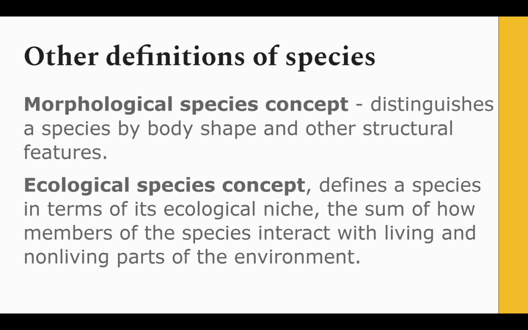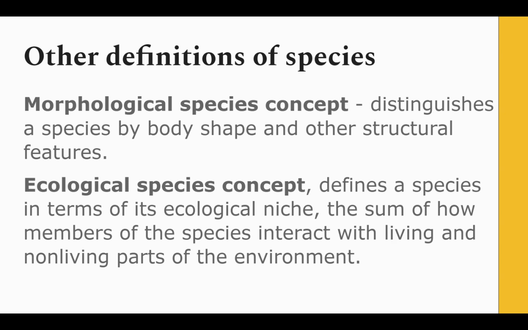I have two more species concepts. So we have been talking about species in a biological context. Morphological species concept separates species by body shape and structural features. Ecological species defines a species in terms of its niche. We haven't really talked about niches in this class yet. But these are also two different kinds of definitions of species, though they are not used as often as our reproductive explanation, because that is the most widely accepted.